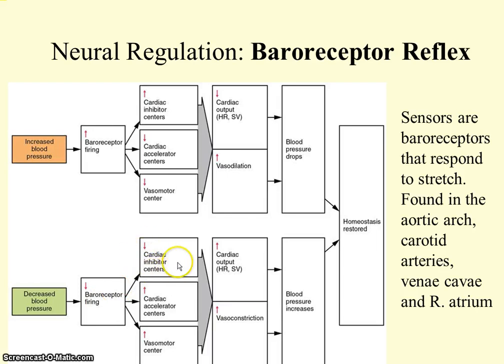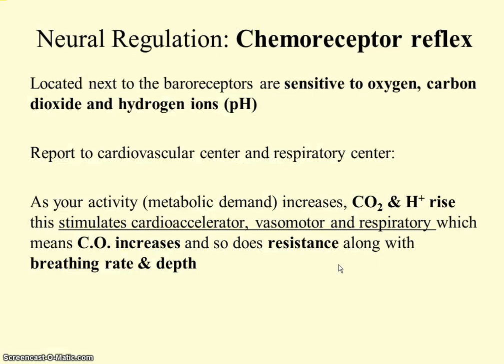This would decrease the cardiac inhibitor center while increasing the cardiac accelerator and increasing vasomotor, which means more, smaller blood vessels, more resistance. So increased vasoconstriction, increased heart rate and stroke volume, blood pressure increases, and you restore the situation in the body. All right.